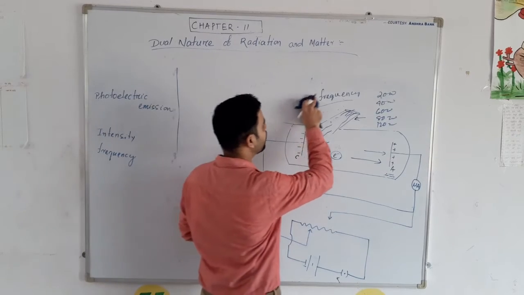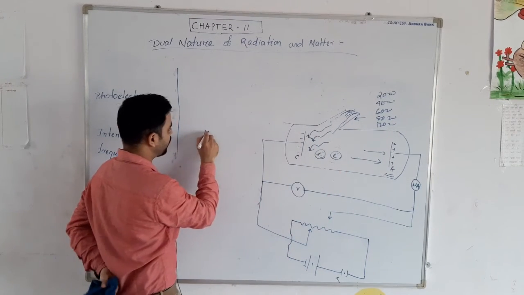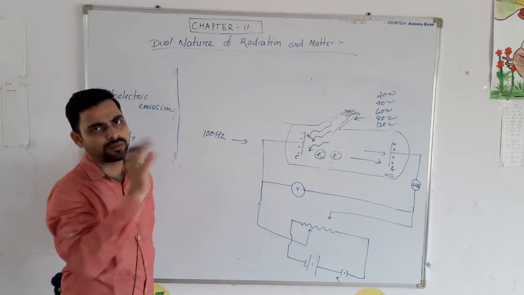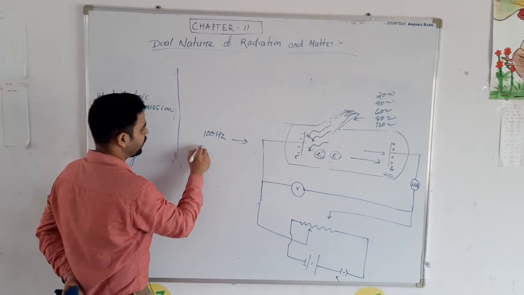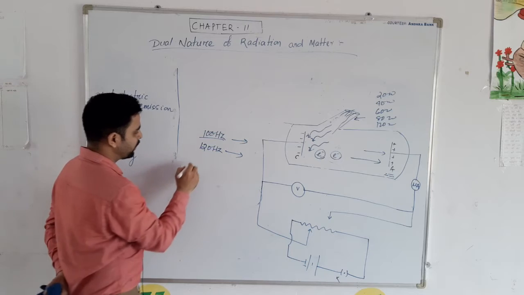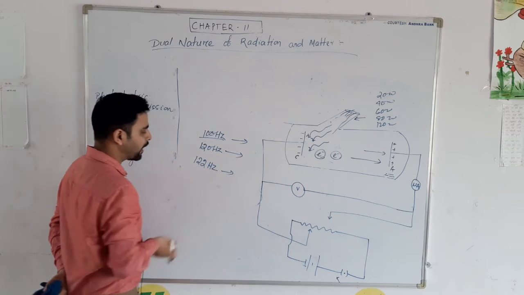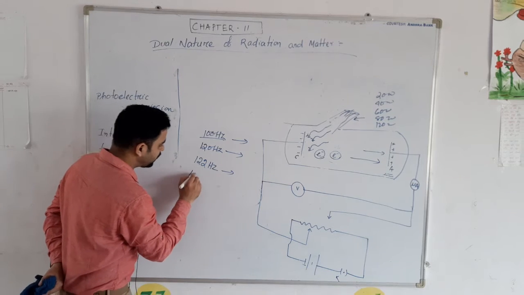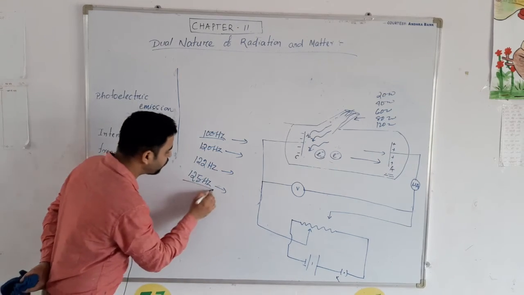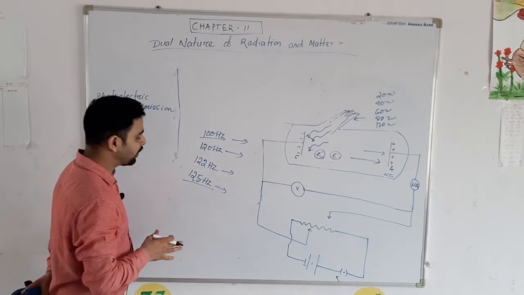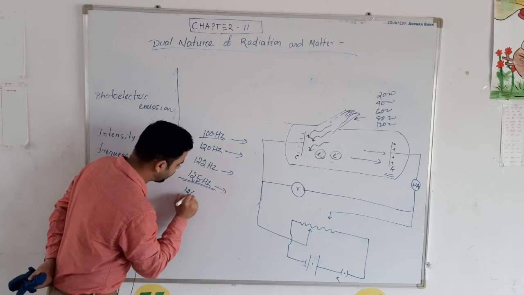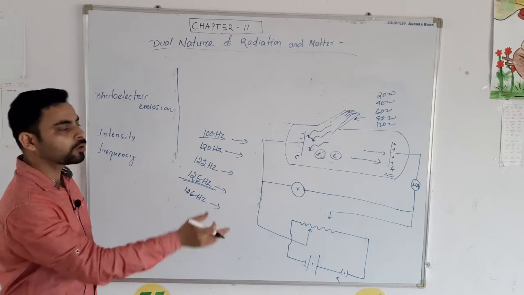Then I changed the frequency. Suppose at 100 Hz frequency, no matter how much I increased the intensity, I was not getting current. There is no current in the circuit. Then I increased the frequency to 120 Hz and I observed there is no current now also. Then I again increased the frequency to 125 Hz, and no matter how much intensity I increased, I did not get any current. Then I increased it a little more, to 126 Hz, and I saw that now I got current.